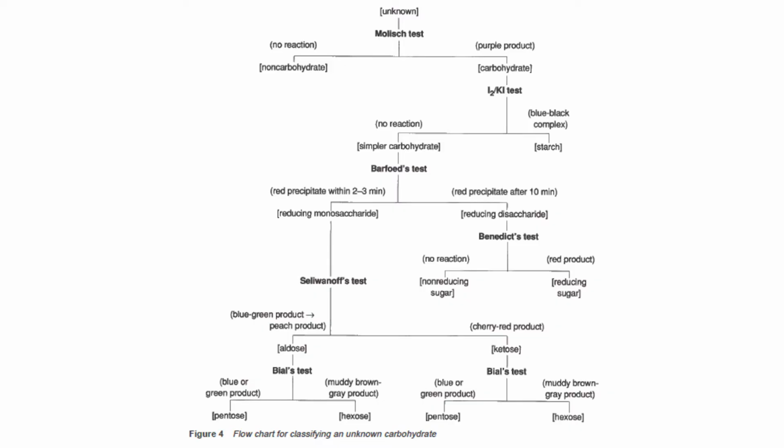Looking at this schematic diagram, if we do the Molisch test, there will only be 2 types of results. It will either be no reaction or a purple product will be formed. If there is no reaction, no color change, or no ring produced, then our unknown solution is not a carbohydrate. If there is a purple product, or a formation of a purple ring between 2 layers, then our unknown is really a carbohydrate. So the Molisch test will confirm that our solution is a carbohydrate.